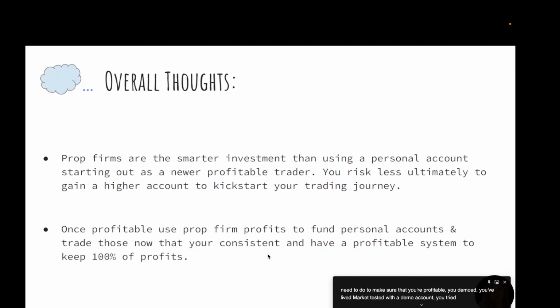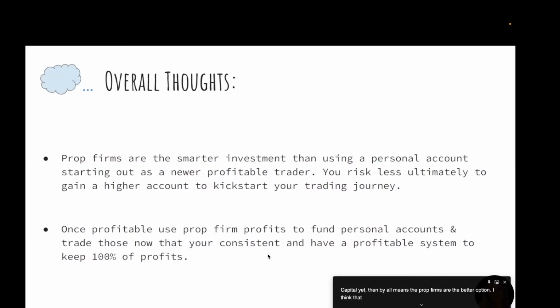FTMO offers a free trial version and E8 Trading offers a free trial version. Please use them before you ever go buy an account. Try the trial versions. See if you can pass them. If you're doing really well with them and you feel very comfortable, but you're still a newer trader and you don't have access to a lot of capital, or you're just not ready to risk your own capital yet, then by all means, the prop firms are the better option.